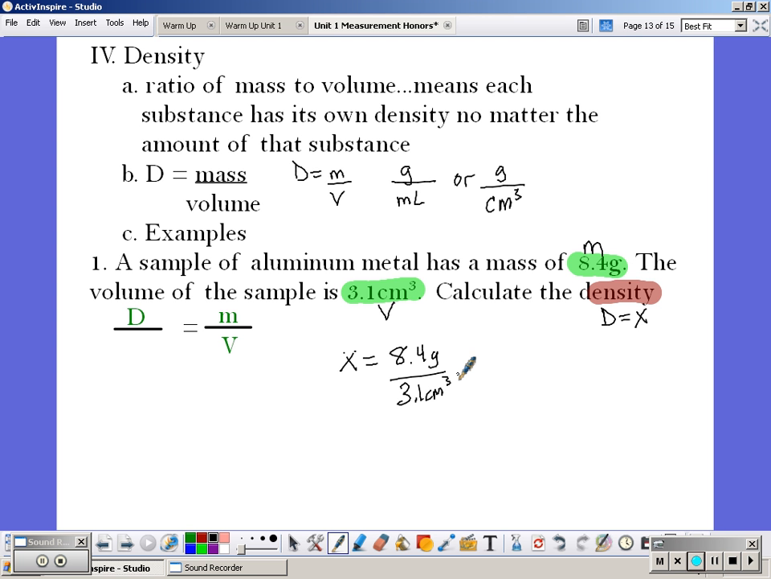Now when you type it into your calculator, it will give you a bunch of numbers, but we are lazy people, so we follow our rules on sig figs. When you multiply and divide, you use the fewest sig figs. So the mass has 2 sig figs, and the volume also has 2 sig figs. So I need to write my answer with just 2 significant figures. So we would say 2.7. The units don't cancel out because they're different, so this would be grams over centimeters cubed.